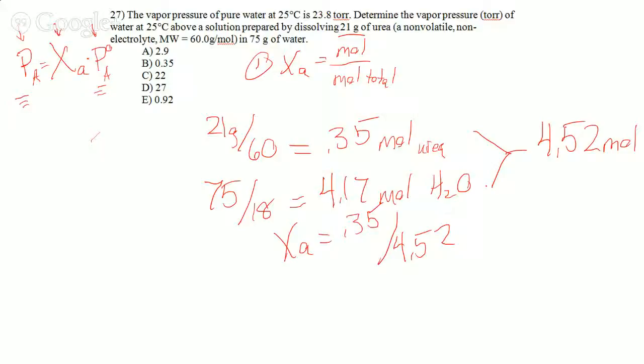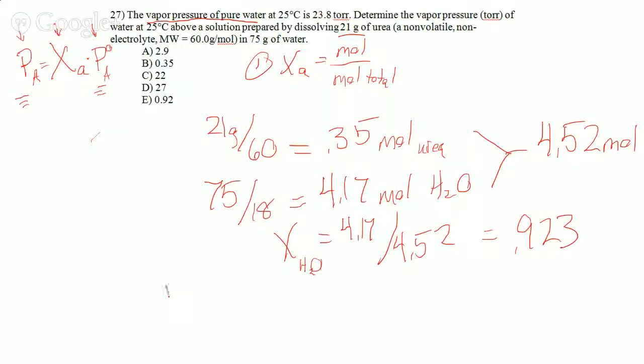All right, did I do that right? Oh, no. My bad, guys. It's not 0.35. Why isn't it 0.35? Because we're trying to find the vapor pressure of water. So we want the moles of water. So it'll be 4.17. Right, this A is the mole fraction of water that we got to use. So it's 4.17 over 4.52, and we get a mole fraction of 0.923.